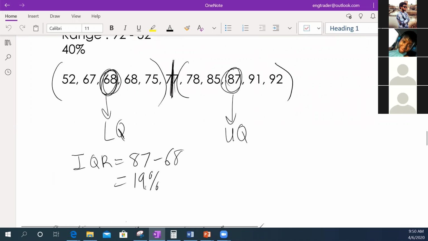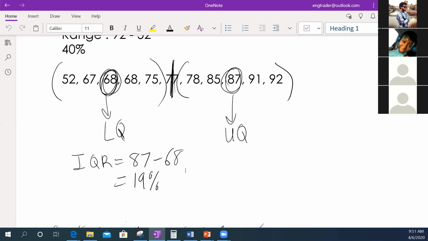So let's see, those of you who got 19% for this, correct. Nice. Good.